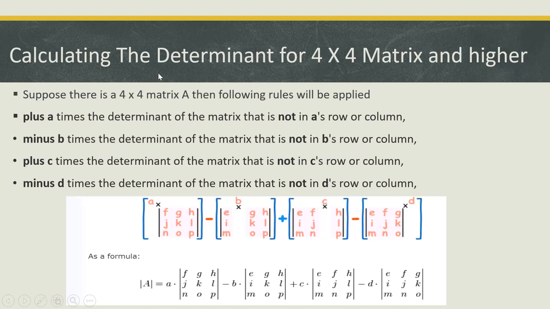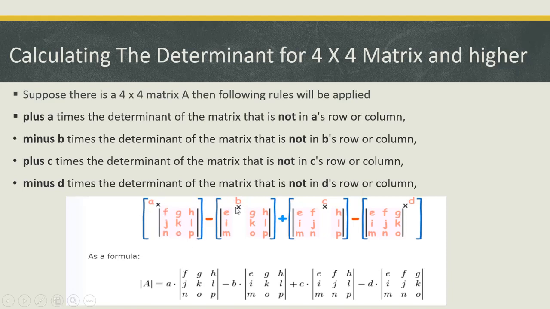So now let's see how to calculate the determinant for a 4 by 4 matrix and higher. Suppose there is a 5 by 5 matrix, we can also use the same formula. So here suppose this is a 4 by 4 matrix. If we take the element A, then we apply the same rule as we did in the 3 by 3 matrix. We ignore the first column and this first row.